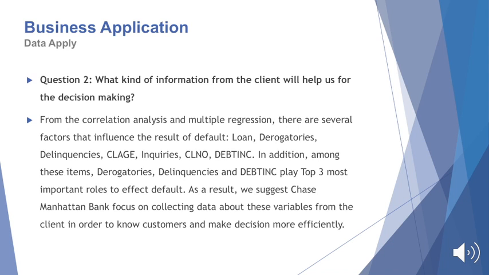Question number two, what kind of information from the client will help us with decision making? From the correlation analysis and multiple regression, we can easily see that of all the variables this dataset provides, the number of major derogatory reports, the number of declined credit lines, and the debt to income ratio could be the most valuable factors that may influence our decision on our home equity loan.